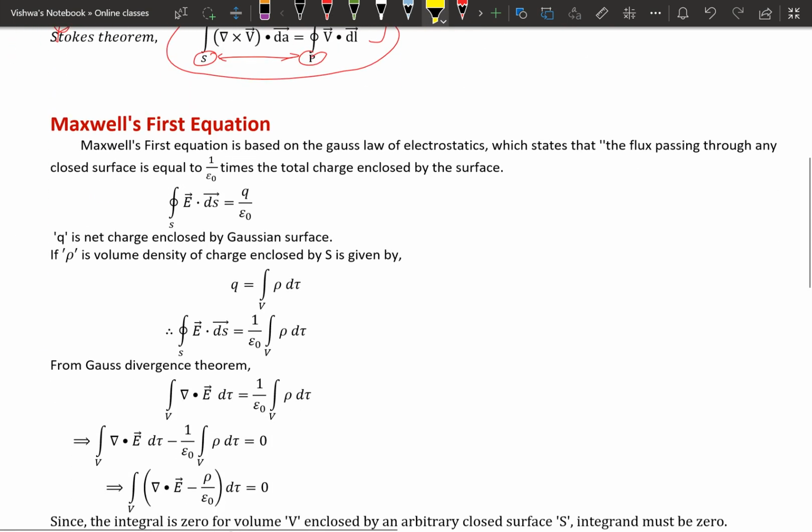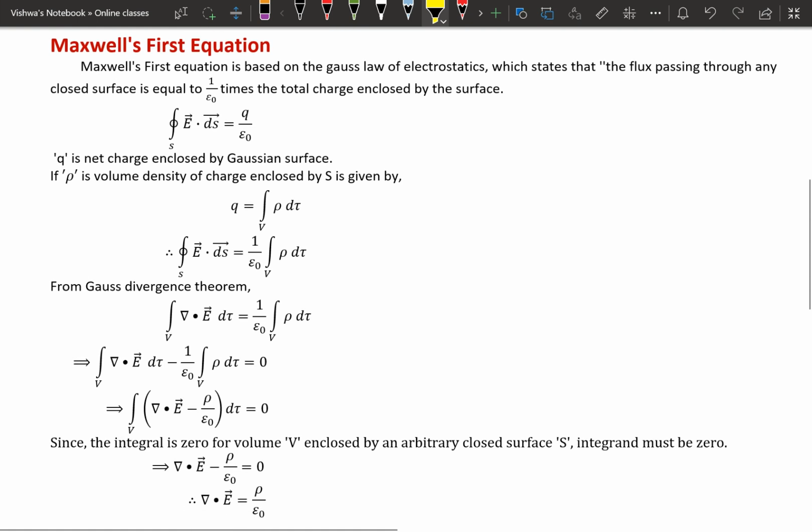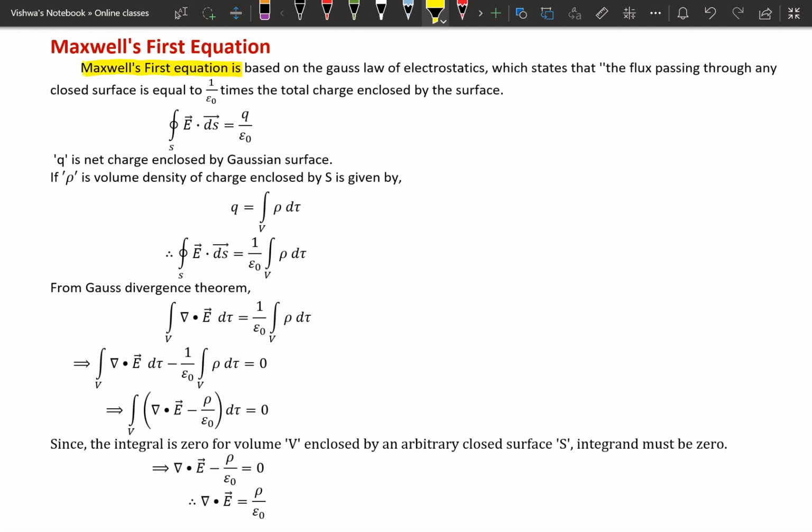Maxwell's first equation is based on the Gauss law of electrostatics. The statement is mentioned here, which states that the flux passing through any closed surface is equal to 1 by epsilon naught times the total charge enclosed by the surface. Here the surface is a closed surface and the flux passing through that closed surface is equal to the charge enclosed divided by epsilon naught.